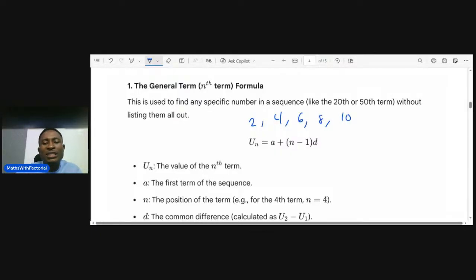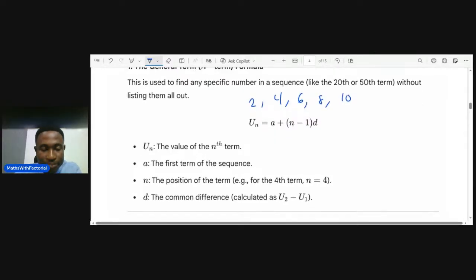If I want to know the 10th term of this sequence, will I be writing 2, 4, 6, 8, 10, 12 till I get to the 10th? The examiner can even ask you, what is the 99th term of this sequence? Will you keep adding the common difference? No, there's no time for that. So there's a formula to get the nth term of a sequence. The formula is simple. It is known as U_n = a + (n - 1)d. I will explain all these things to you.